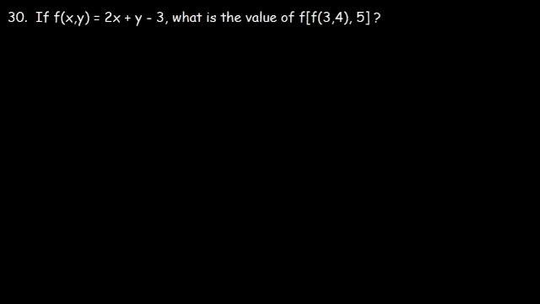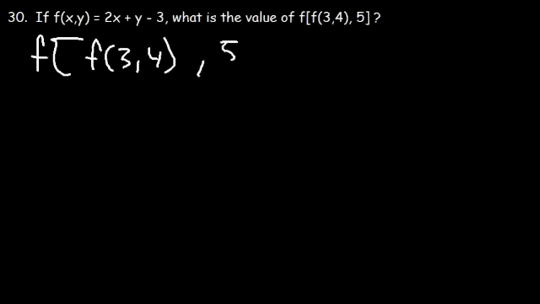Number 30. If f of x comma y is 2x plus y minus 3, what is the value of f of f of 3 comma 4 comma 5? So, in order to find out the value of this composite function, or a function within a function, let's start from the inside and work our way towards the outside. So let's find the value of f of 3 comma 4.